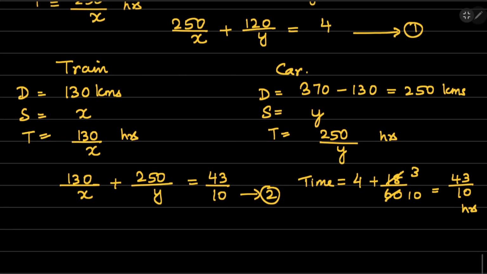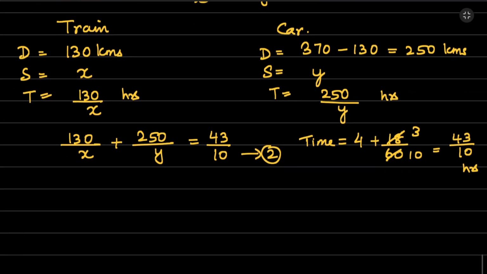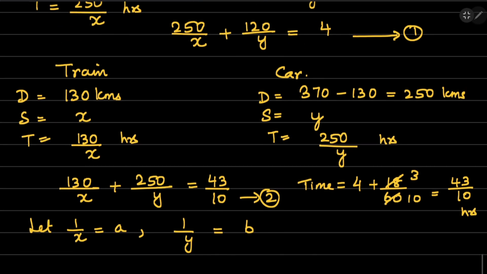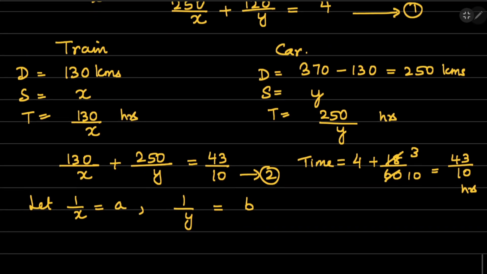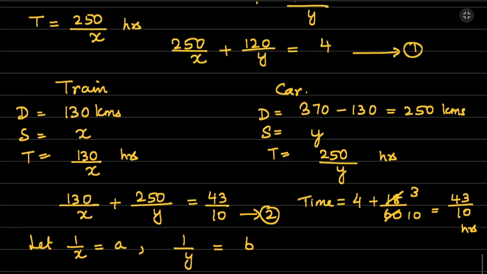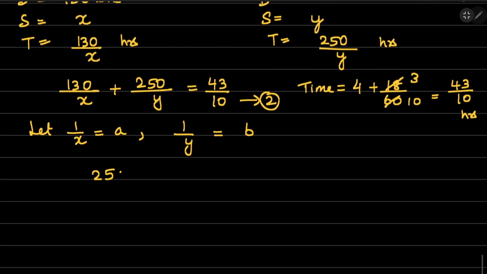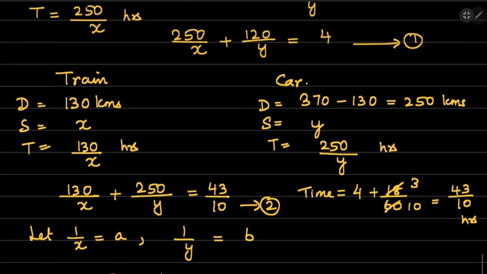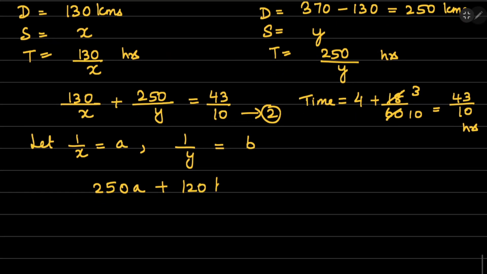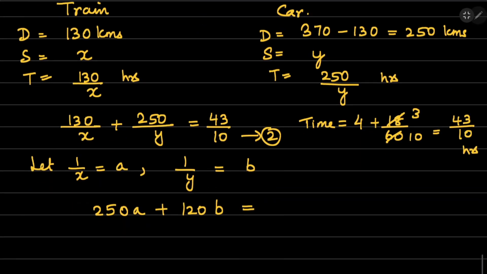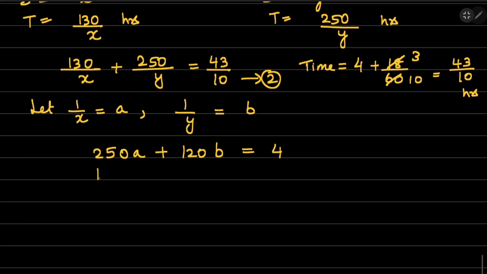So you have got your first equation, you have got your second equation. How can we do it? You can let 1 by x be denoted by a and 1 by y be denoted by b for simplicity. So what would you be getting? The first: 250a plus 120b is equal to 4. And from the second equation, you can write 130a plus 250b is equal to 43 by 10.